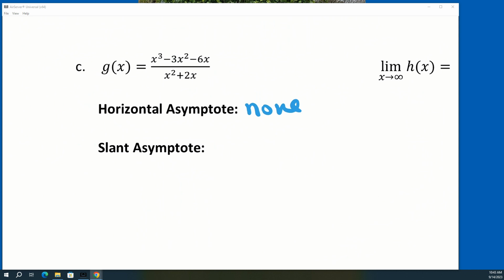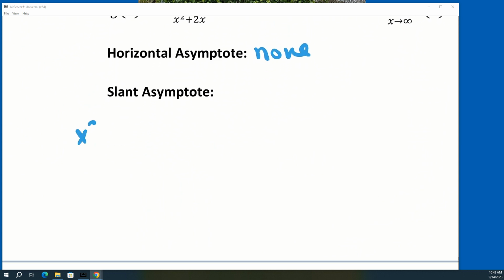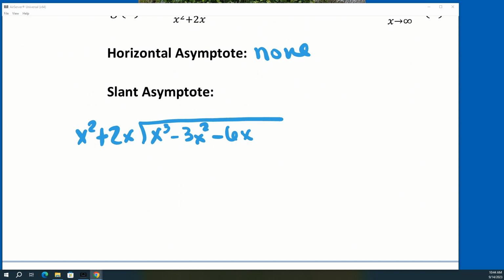Can I do synthetic division? No. It's okay. We can do long division. And we don't even have to do the whole problem. We just need to do it until we have like the equation of a line at the top. All right, so you ask yourself, what do you multiply x squared by to get x cubed?